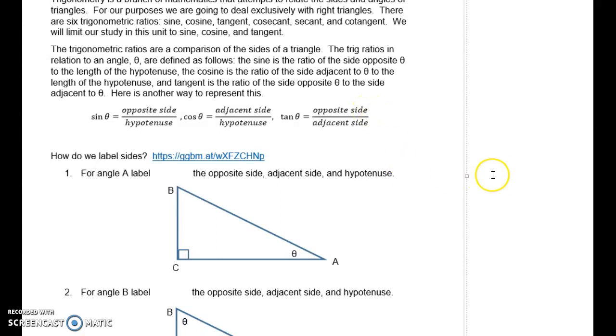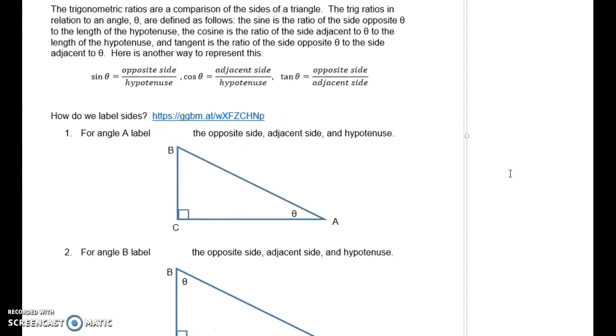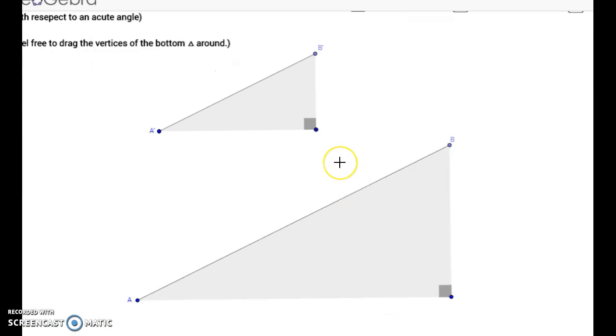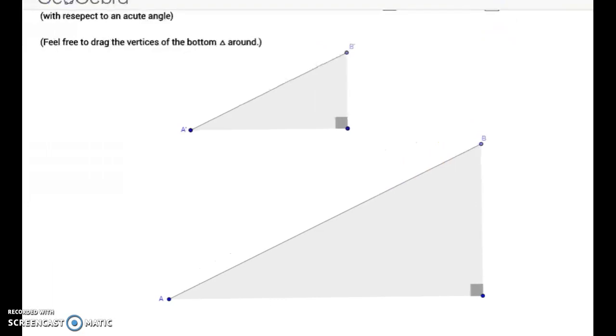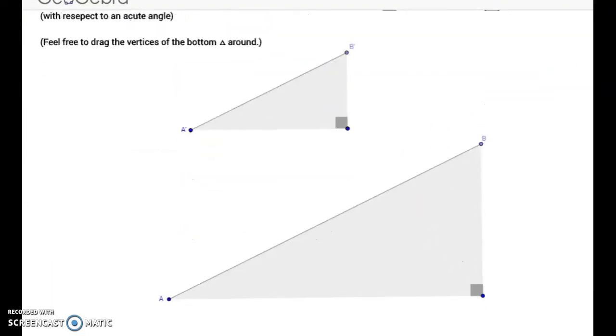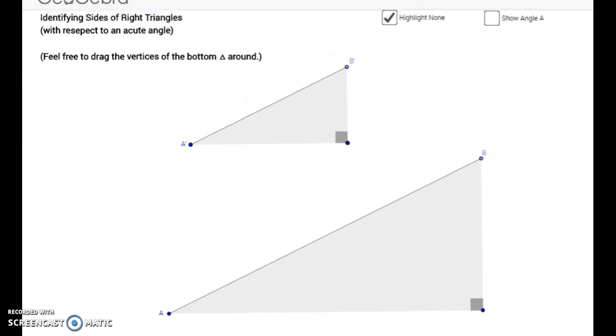One of the most important things we have to make sure that we do correctly is label the sides opposite, adjacent, and hypotenuse based on a particular angle. So we're going to look at a little sketch to make sure we know how to do that. Here we have a sketch with two right triangles, actually. Triangle A, B, and then we'll call this C down here, and A prime, B prime, C prime. So they're the same triangles but different sizes.